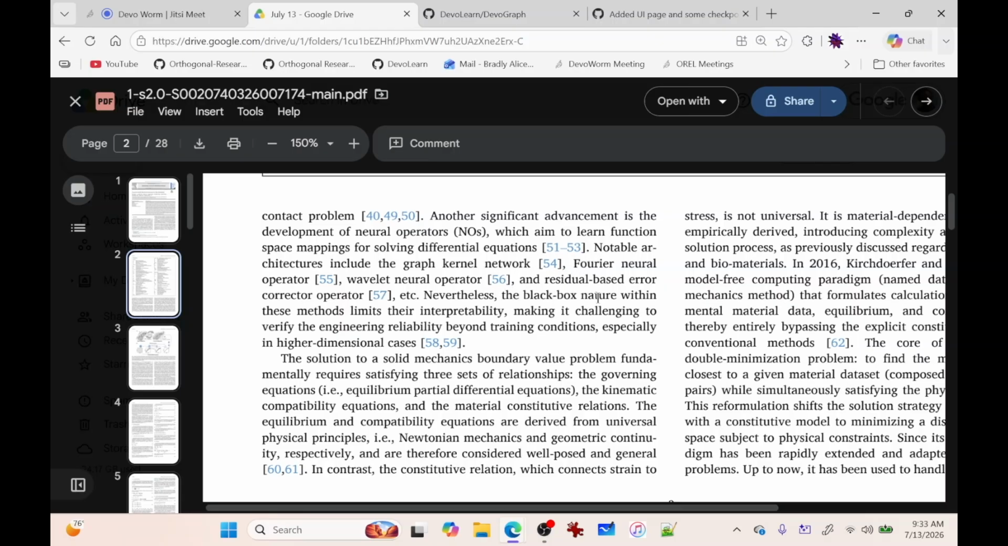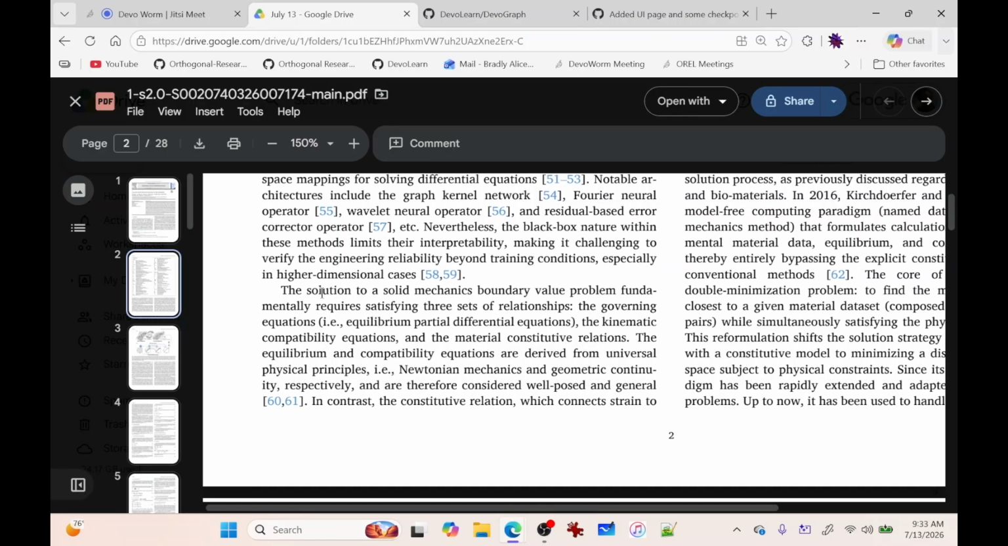Nevertheless, the black box nature within these methods limits their interpretability because a lot of these kinds of problems are black box problems. They're not trying to help you understand the mechanisms, they're just trying to help you understand the dynamics of the output, making it challenging to verify the engineering reliability beyond training conditions, especially in higher dimensional cases.